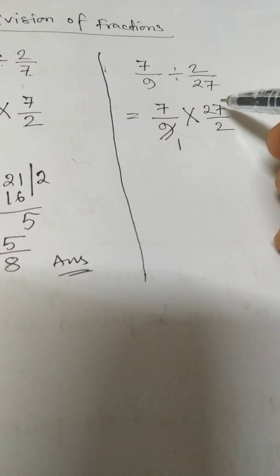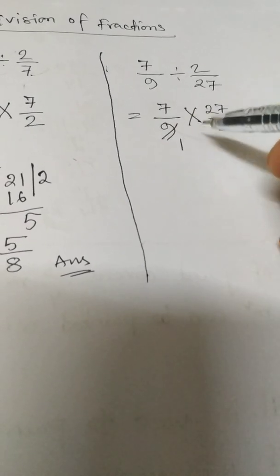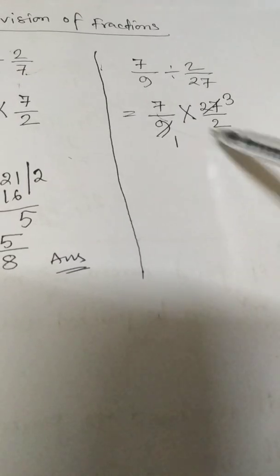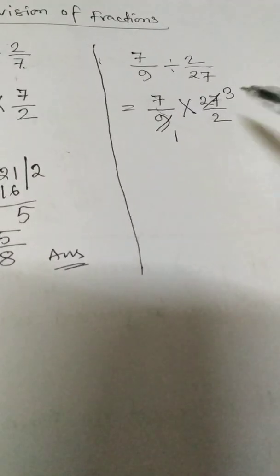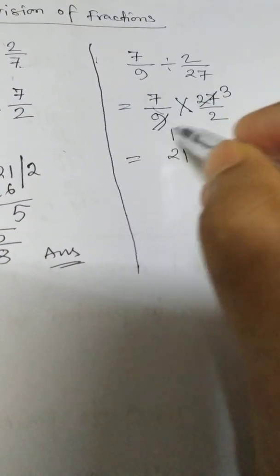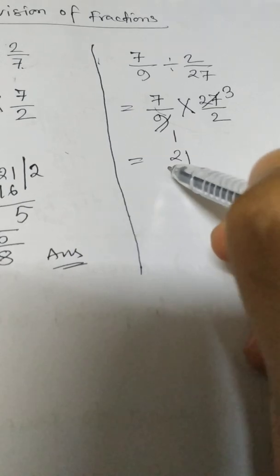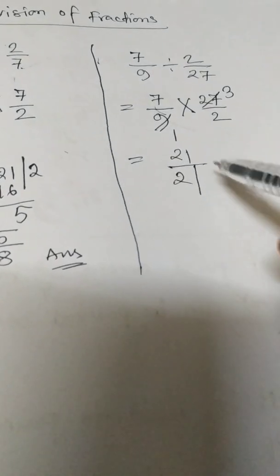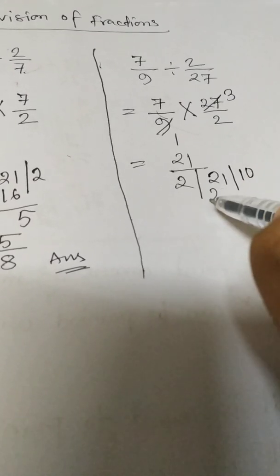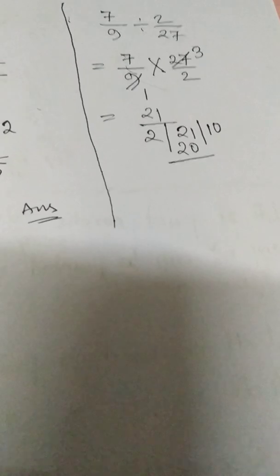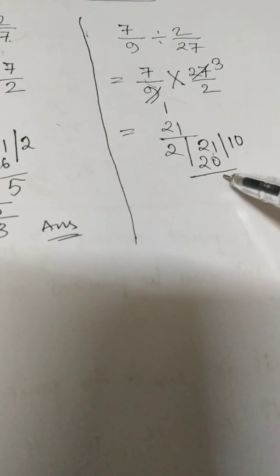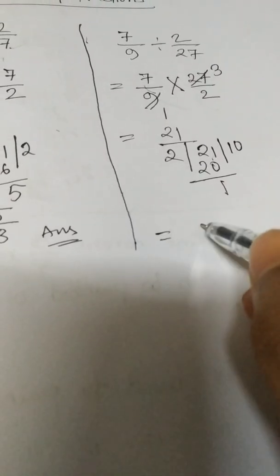So 9 ones are 9. We can now reduce the fraction crosswise. So 9 ones are 9, 9 threes are 27. Now 2 and 7 we cannot reduce because 7 is not divisible by 2. So what we do, we just multiply. Now 7 into 3 is 21, and in the denominator part 1 into 2 is 2. Next we convert this into mixed fraction. 2 tens are 20, so remainder comes 1. So now 10 1 by 2.